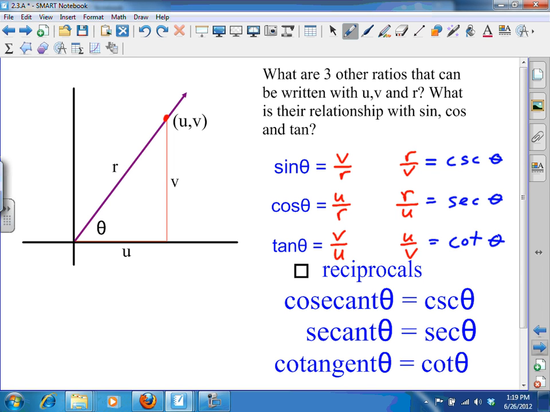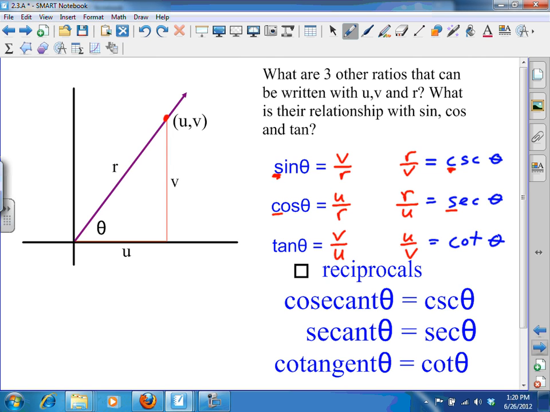One thing to recognize here is to remember which ones go together. Sine, an S always goes with a C in these things. Tangent and cotangent go together. They have the same root. But these other guys, a C always goes with an S. So that's how you can remember that cosine goes with secant and sine goes with cosecant.